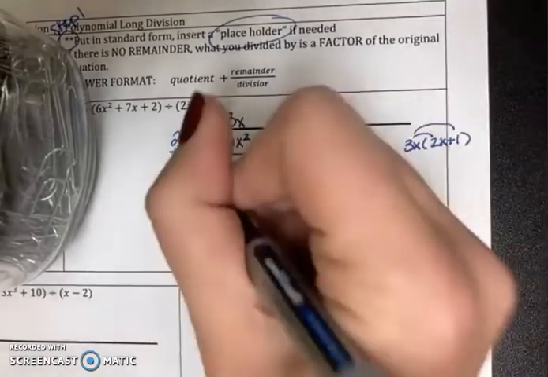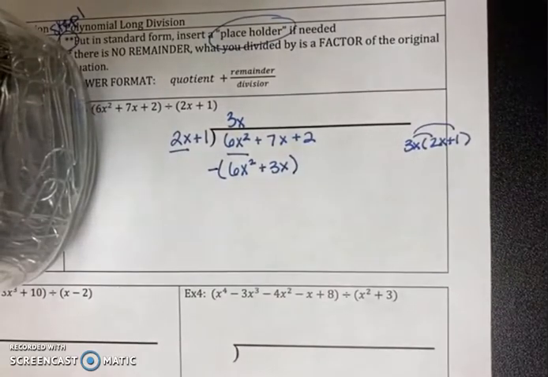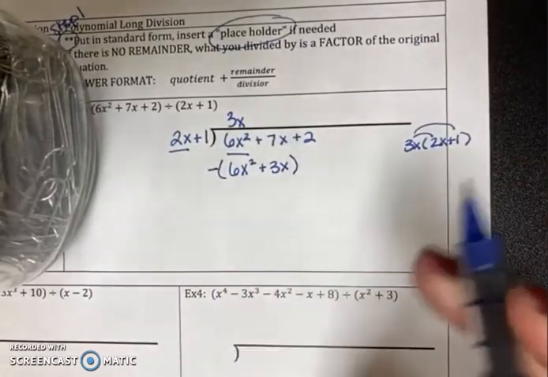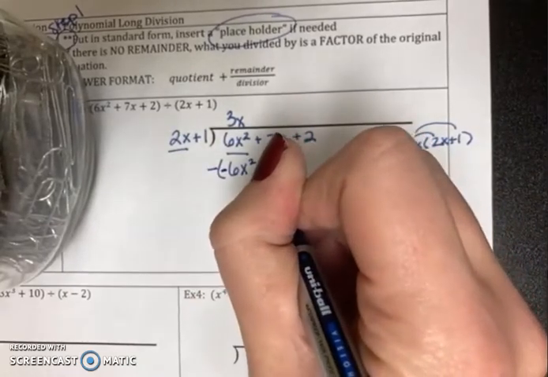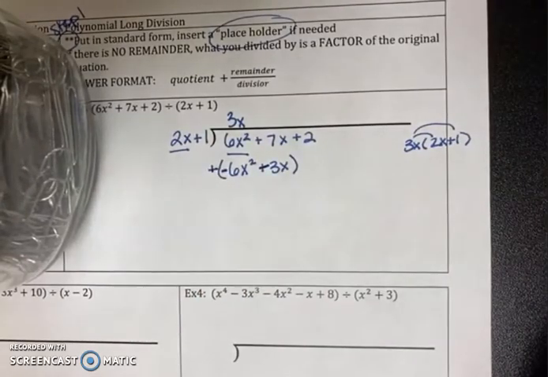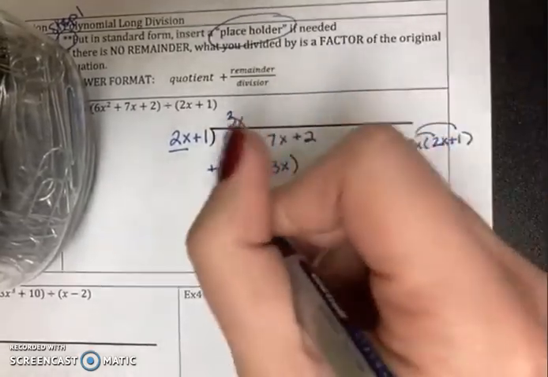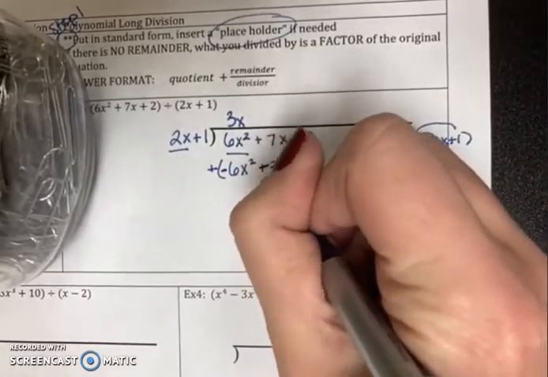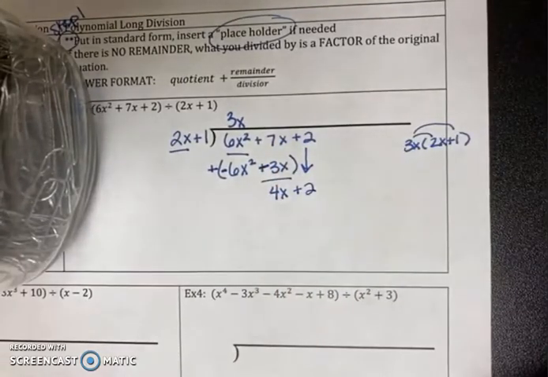We are going to be subtracting these terms. Well, when you subtract, make sure you distribute that negative sign. So this positive would become a negative, and this positive would become a negative, meaning that we are now adding a negative 6x squared and a negative 3x. So this becomes 6x squared minus 6x squared, which gives me 0x squared, and 7 minus 3 is a 4x. We bring down the 2 just like how we would do in the numerical long division.